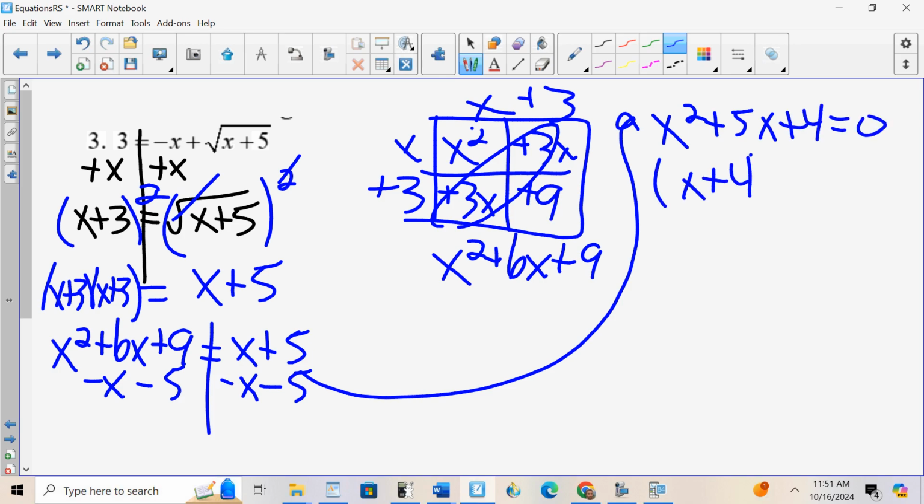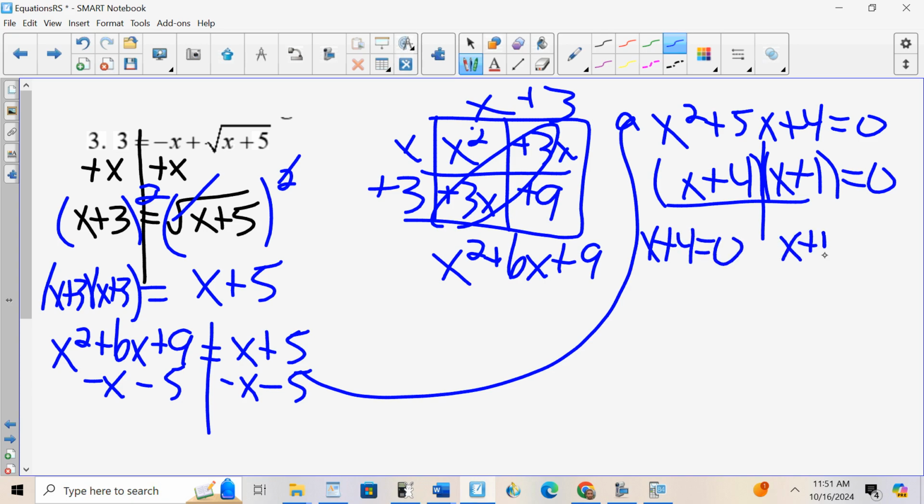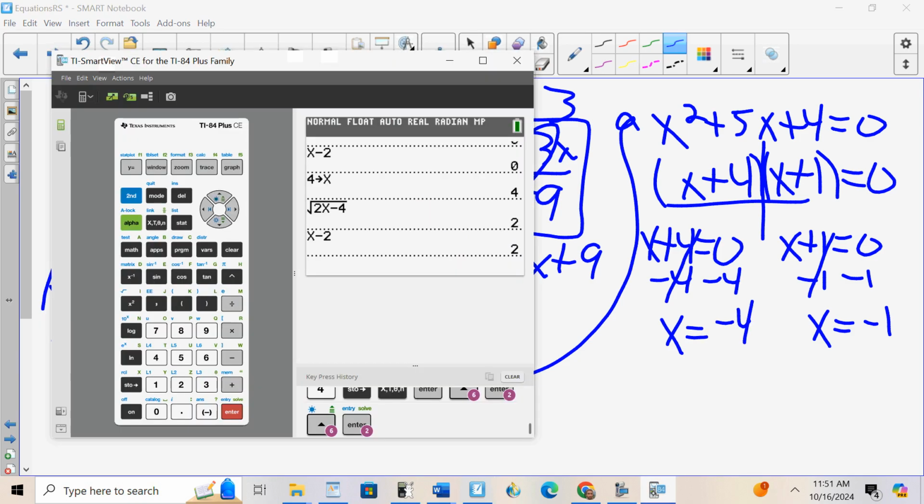X plus 4, x plus 1, factor the trinomial. Set each factor equal to 0, x plus 4 equals 0, x plus 1 equals 0, minus 1, x is -1, x is -4. And now I must check. Same process I did with the multiple choice. Either way, you must check. Not that you did something wrong, but it may not work.